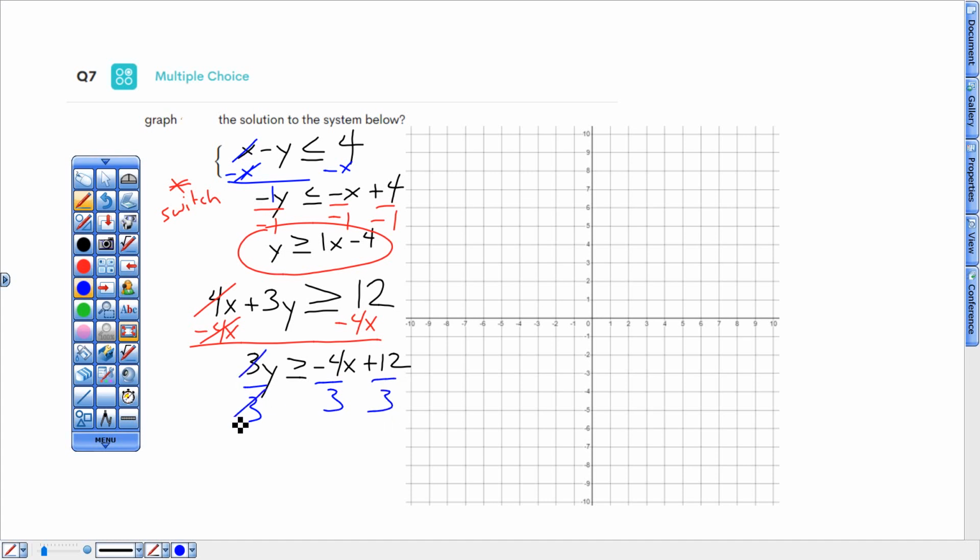And that gives me y more than or equal to. That's the one I'm going to be doing in blue. So here you go, one in red, starting at -4. Looks like that's going over 1, up 1 for my slope. Make sure you're doing that in both directions.